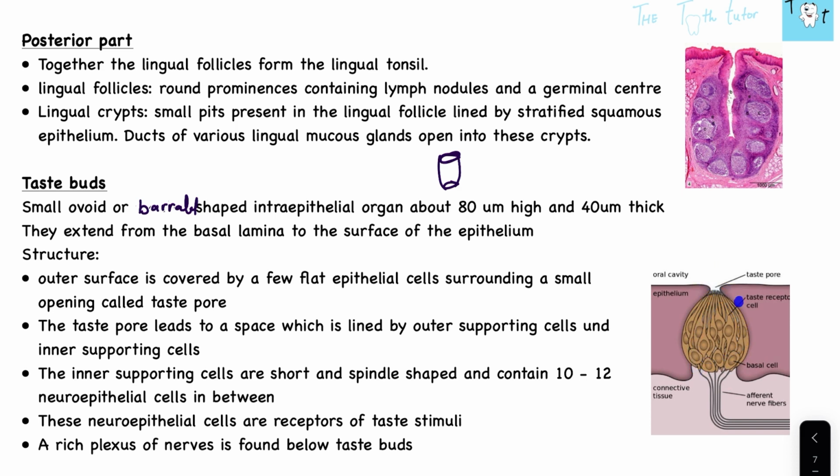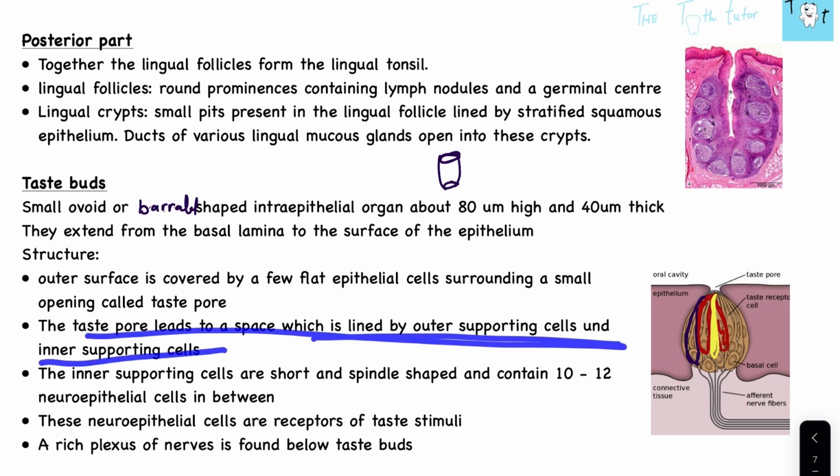Okay, so over here it says receptor cells, but remember there are three types of cells present within the taste buds. So first we have some outer supporting cells. Okay, then we have some inner supporting cells. And then in between the inner supporting cells, so if I have two inner supporting cells, I will have these taste receptor cells. Okay. So there are three types of cells present within the taste buds. So the outer surface, we had these epithelial cells and taste pore, right? The taste pore leads to a space which is lined by the outer supporting cells and the inner supporting cells.